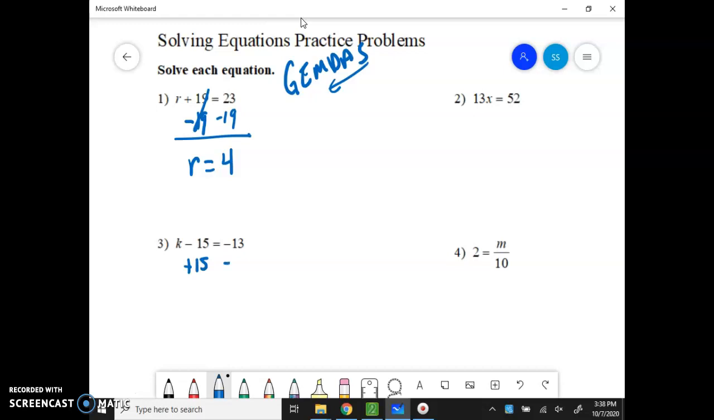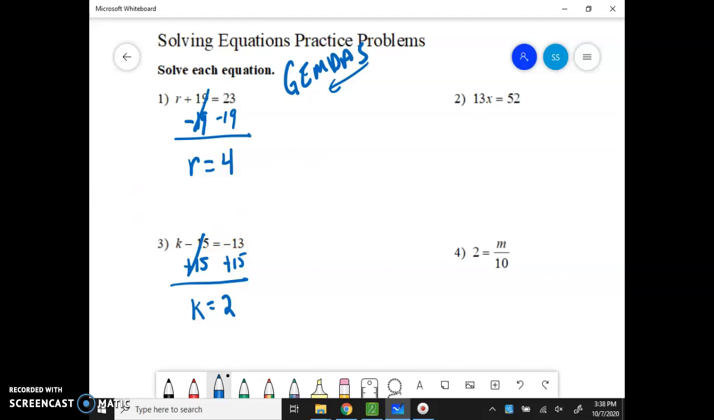Okay, number 3, we have k minus 15, so we're going to do the opposite and add 15. If I do it to one side, got to do it to the other side. So I'm left with k is equal to negative 13 plus 15. That is going to be 2. Make sure you're using your calculators, or at least checking your answer with your calculator.